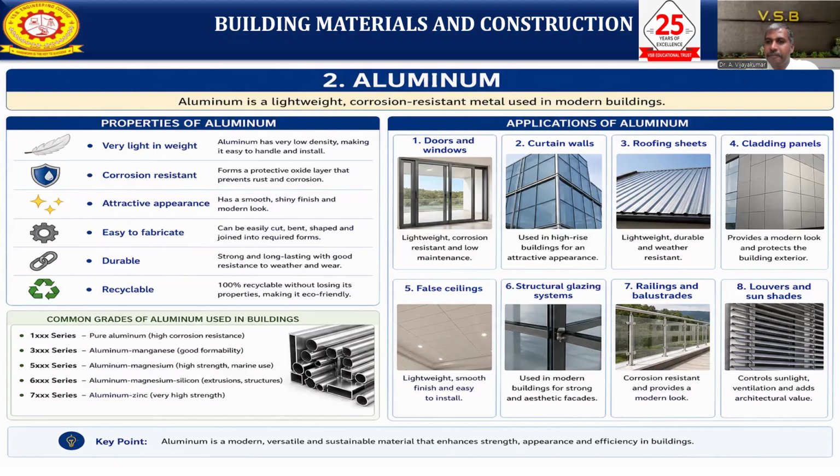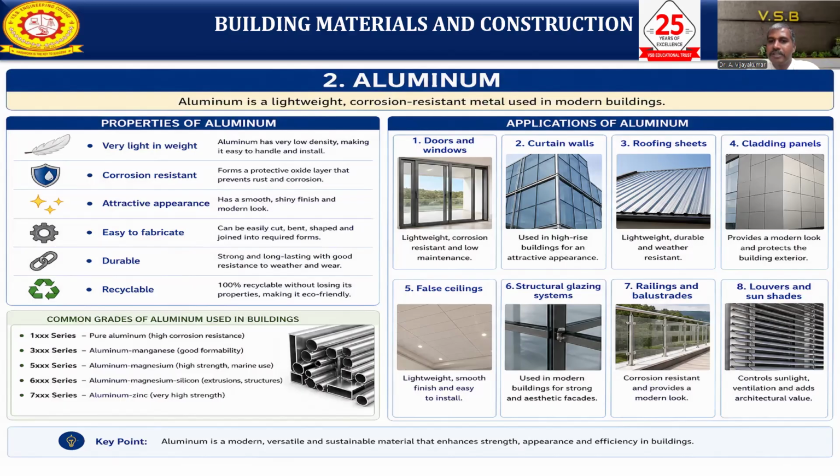It is lightweight, durable and weathering resistant. Cladding panels provide a modern look and protect the building exterior, the face of the wall. We can use aluminum for cladding panels also. For false ceilings, to make the AC duct and other things, we make false ceilings from aluminum too. We have started using it because it is lightweight, has a smooth finish and is easy to install.